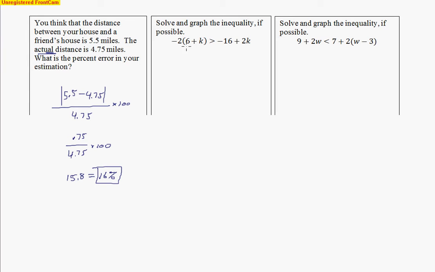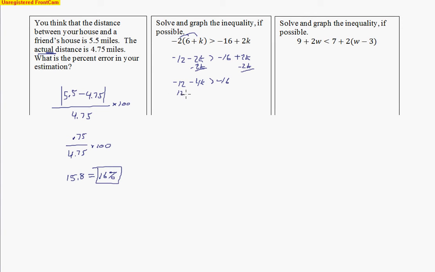On this next one, they want us to solve and graph. So we're going to distribute first. Negative 12 minus 2k is greater than negative 16 plus 2k. When I solve this, I'll subtract that 2k from both sides. Now notice they are the same sign, so I end up having to add those two numbers. So now I have negative 12 minus 4k is greater than negative 16.